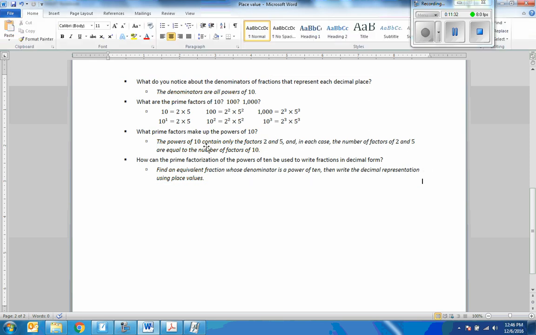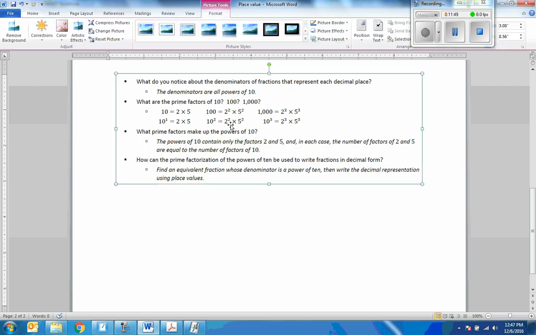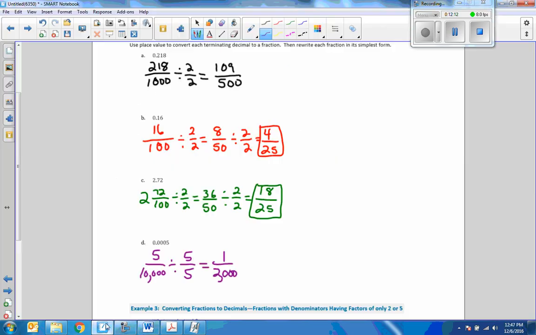Okay, this is leading up to how many zeros? So it says what prime factors make up the powers of 10? The powers of 10 contain only the factors 2 and 5. And in each case, the number of factors of 2 and 5 is equal to the number of factors of 10. So if I have 2 factors of 2 and 5, I have 2 factors of 10. 3 factors of 2 and 5, 3 factors of 10. How can the prime factorization of the powers of 10 be used to write fractions in decimal form? Well, we can find an equivalent fraction whose denominator is a power of 10, and then write that decimal representation using place value. So that's what I'm going to explain now.